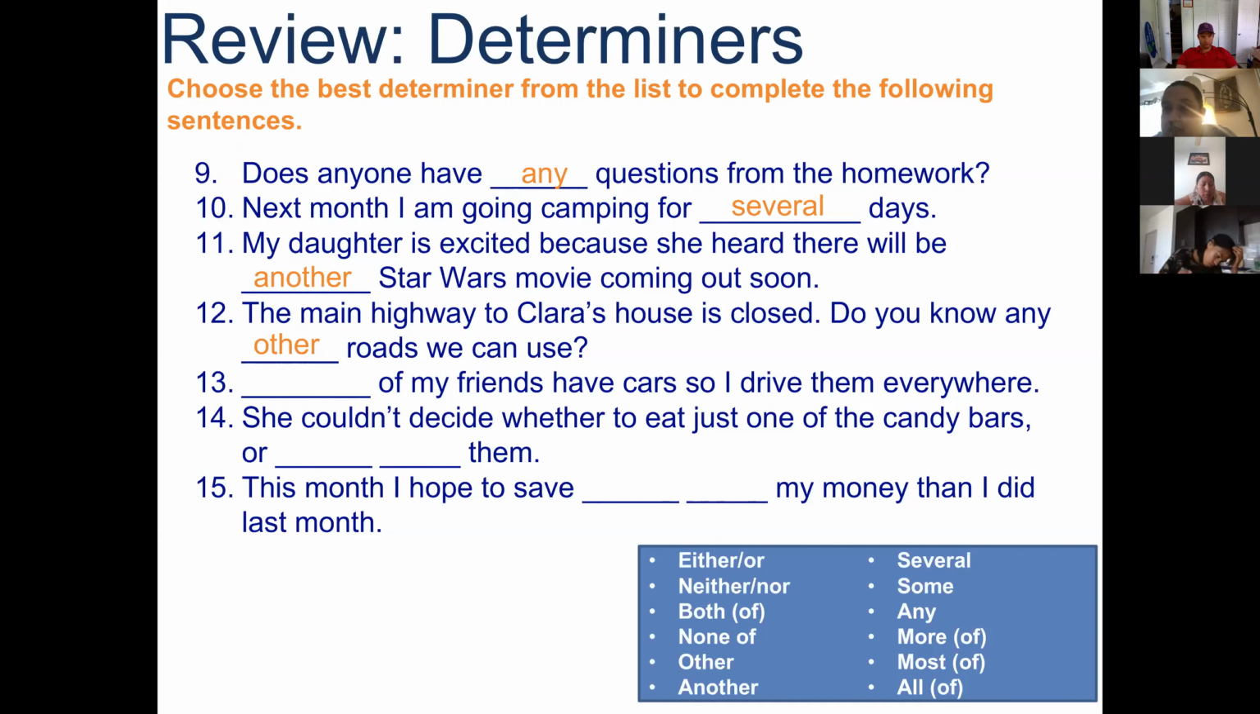All of my friends have cars. No, no. Because of the way that it ends, you need to say none. None of my friends have cars, so I drive them everywhere. Oh yeah. Because of that last piece, yeah.